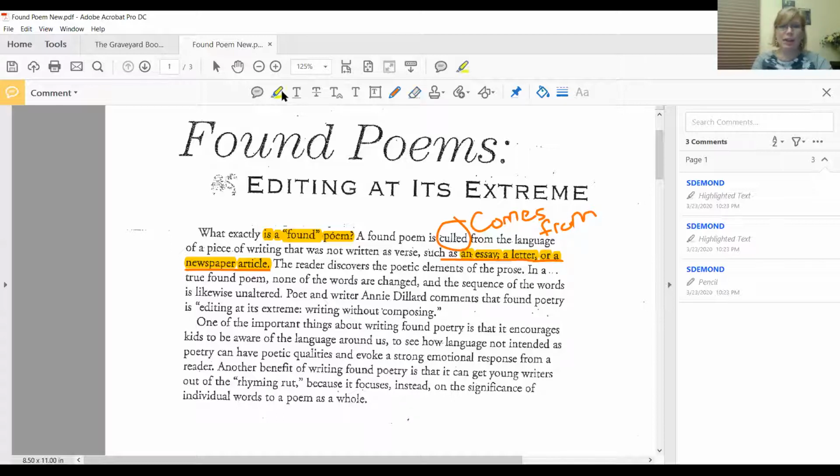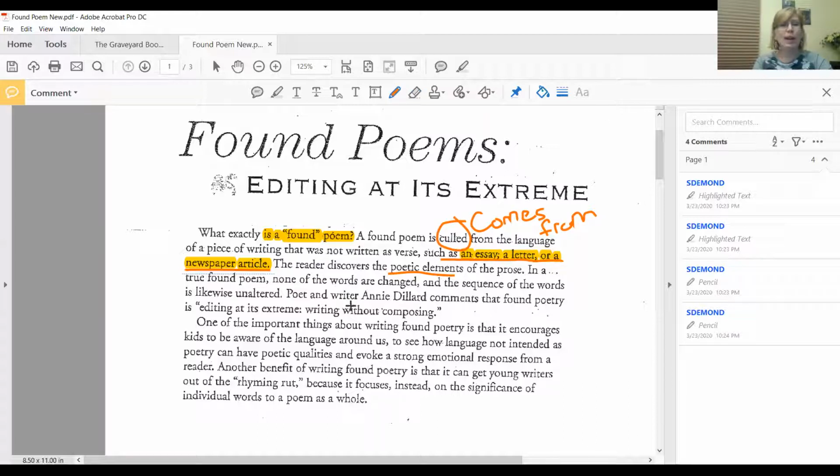Let's keep going. The reader discovers what the poetic elements are, okay? What stands out to you as being poetic in the piece of writing, in the story, in the chapter? What is poetic? Okay, in a true found poem, none of the words are changed, so we don't add to them or change the sequence, but today we'll have those options.